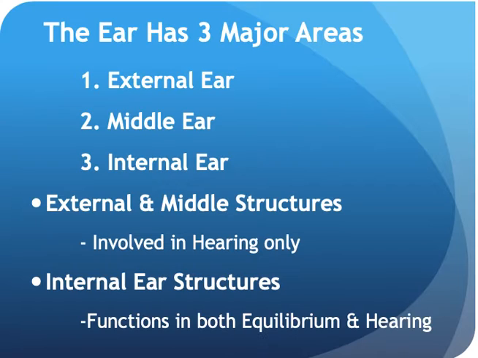So the first thing you want to look at when you're looking at the ears is that it's going to have three major areas: external ear, middle ear, internal ear. Okay, and then a lot of the questions are going to come from, what does each of these areas do for us? So you want to be clear that the external and the middle structures are involved in hearing only. Okay, and then the internal ear is going to be a little different. It's going to help us with hearing, but it's also going to do the equilibrium part, or the balance part, for us too. Okay, so that's again a good multiple choice question.